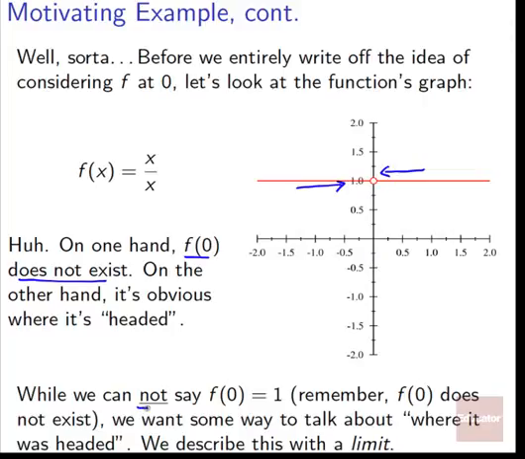So we cannot say f of 0 equals 1 because f of 0 does not exist, remember? But we still want some way to talk about where it was headed, right? It was clearly going to be a 1 before those pesky rules about dividing by 0 got in the way and stopped us from being able to figure out what the real answer should have been. What we feel like it was going towards, at least. Perhaps not the real answer, because you'll see other things about why we can't really assign a direct value to it, but we can talk about this idea of where it was headed. And we talk about that with a limit.